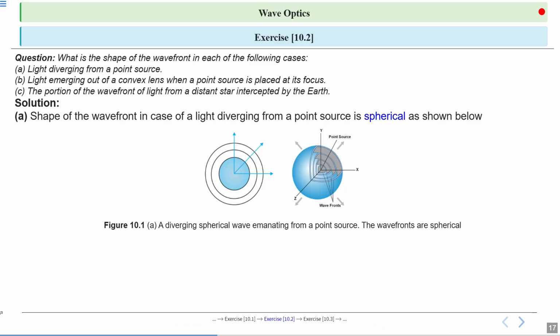The particles that are equidistant from the point source are vibrating in the same phase. So the locus of those points will form a sphere. So the wavefront will be of the shape of a sphere in the case of a point source.